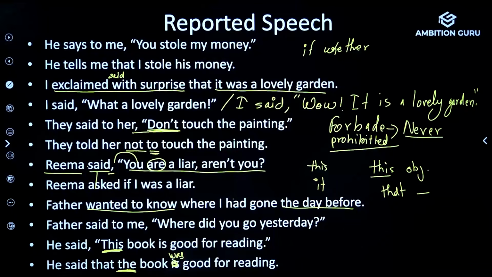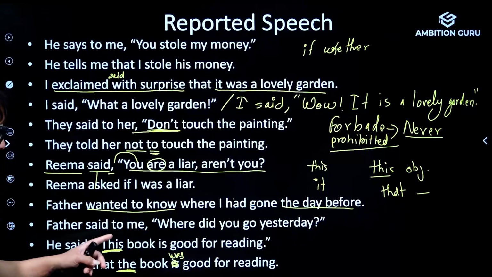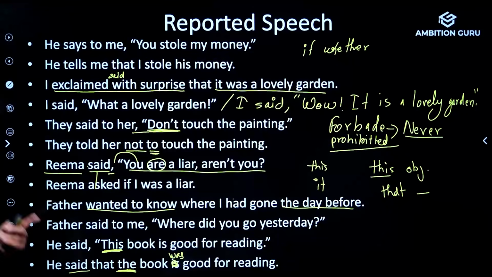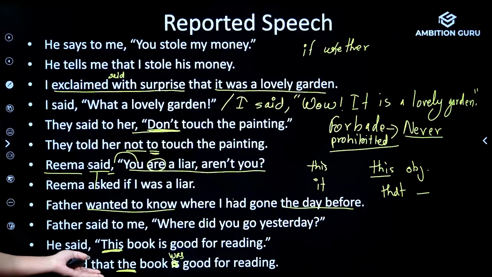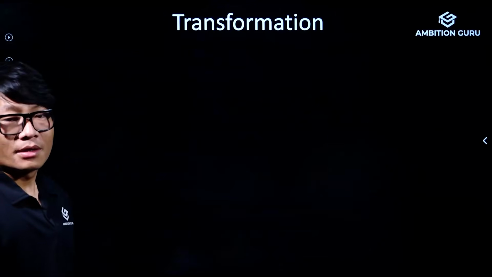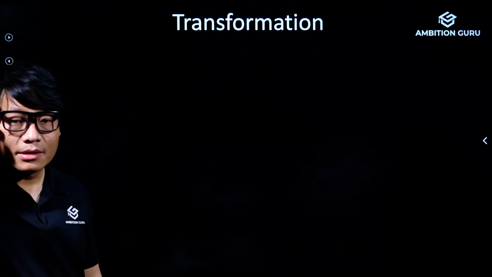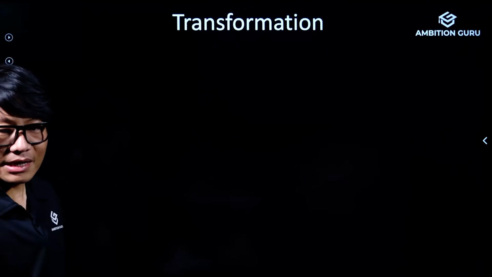Last time we had read this, yeah? We had talked about this. Very good. Okay, so he said this book is good for reading. He said that the book was good for reading. And in the place of said also you can say claims. Like he claimed that the book was good for reading. Okay. The book was good for, yeah, very good.